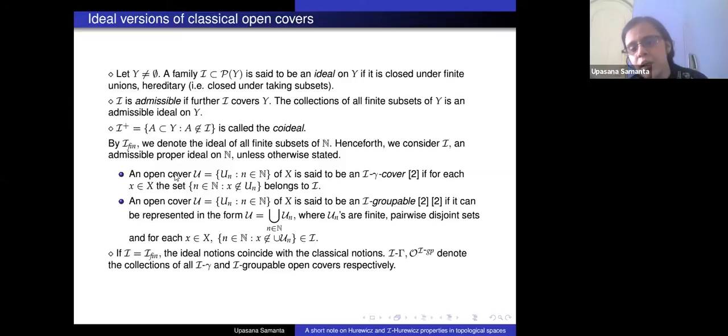And also, there is a thing to be noted here: if we change the enumeration of this cover, then we don't know whether it will again be an I-gamma cover or not. So here, the enumeration plays a very significant role.